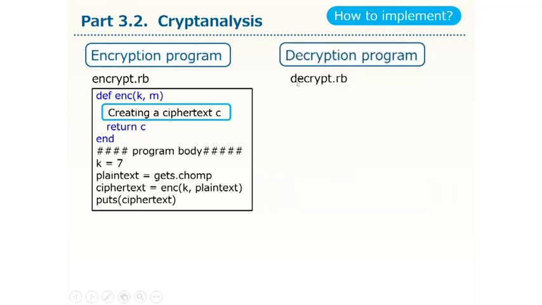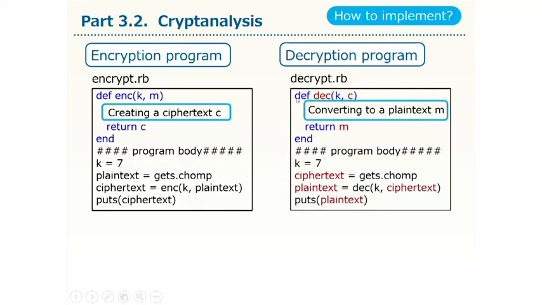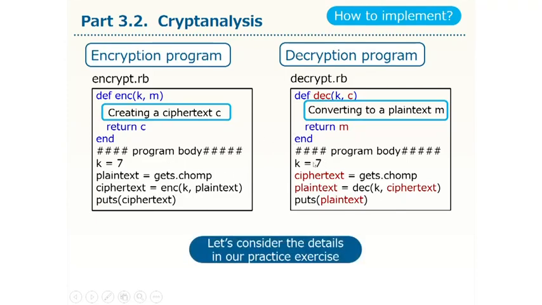Now consider a decryption program. Let's call it decrypt.rb. This is a program that receiver B would use. Here is the outline. As you can see, the program is symmetric with encrypt.rb. I use the red letters to highlight the difference. Please compare them by yourself. Note that we should use the same value for the variable k, that is, the shift number. We consider the details in our practice exercise.